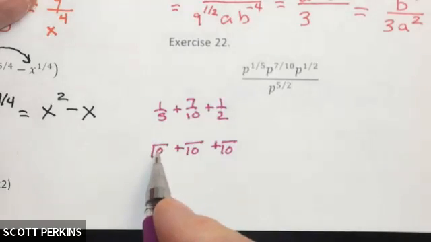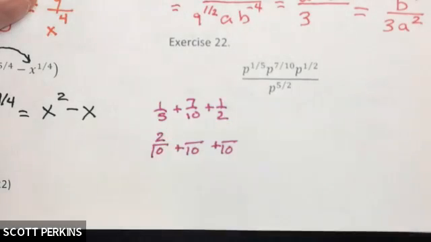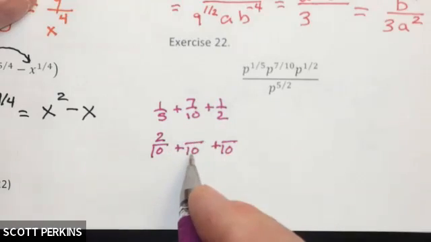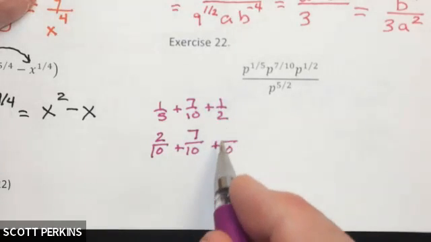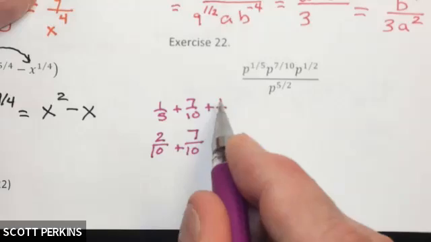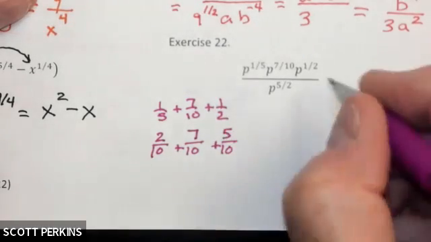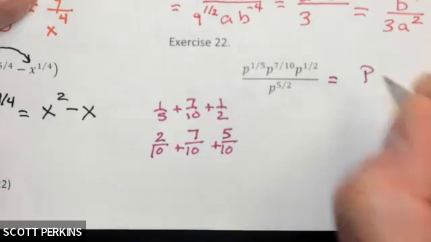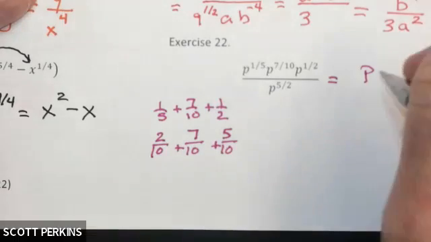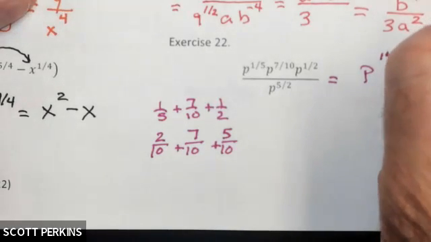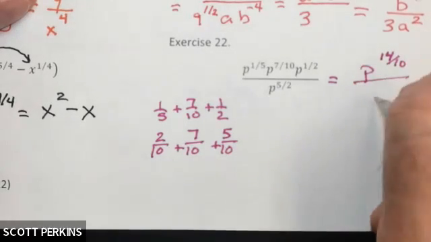5 times 2 gives me 10, so 1 times 2 is 2 over 10. This fraction already has the common denominator, so it remains 7 over 10. And then 2 times 5 is 10, so 1 times 5 is 5 over 10. So what I get in the numerator when I add up all of those is 2 plus 7, that's 9, plus 5, that is 14 over 10. I'm going to leave it unreduced for the moment.